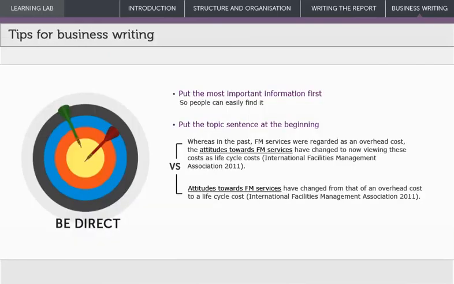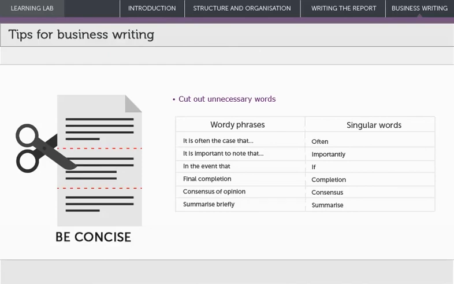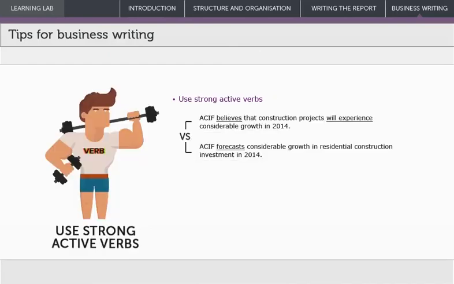More difficult to read. In the second sentence, the topic is at the beginning of the sentence, as this makes the point immediately clear to the reader. Use concise language by replacing wordy phrases with single words. Strong active verbs convey a clear, direct message and remove the need for repetition.